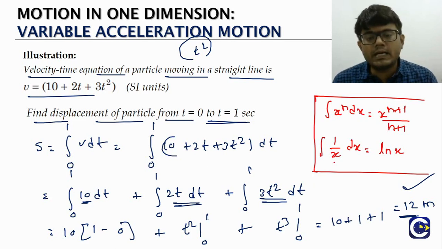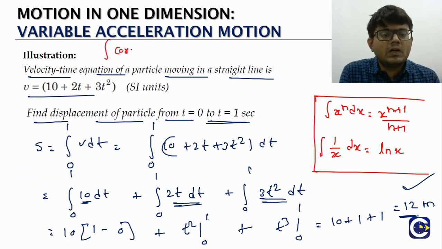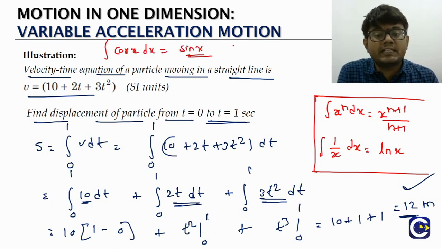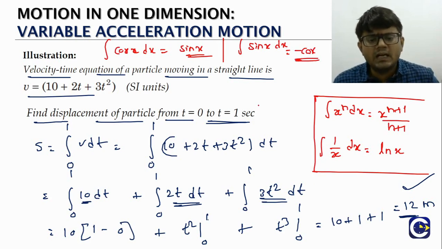Even the trigonometric ratio based integrations we need to keep a note of. So what are those? Integral cos x dx will be equal to sin x, because if you take the derivative of sin x it will give us cos x. Then integral sin x dx will be minus cos x. Why? Because the derivative of the cos function will be minus sin. So all these things you can look at in the basic math video on integration and differentiation, so that you will be able to get an idea of it.